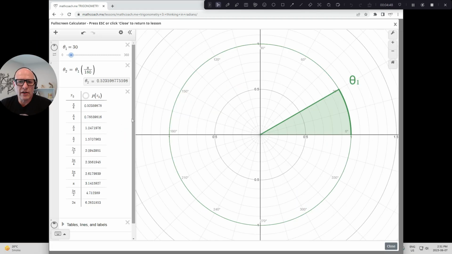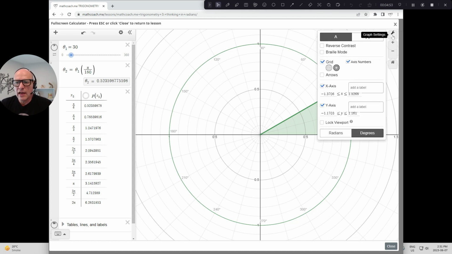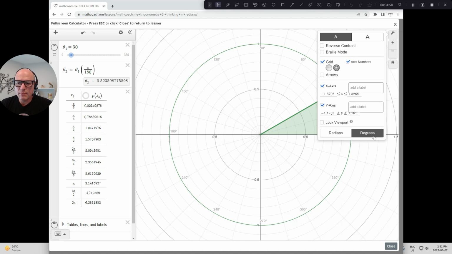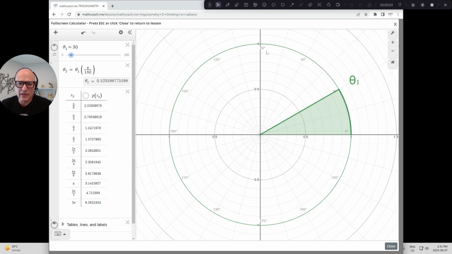This Desmos calculator is set up to convert from degrees to radians, and if I look at the settings here, I can see that I'm using a radial grid versus just a grid, and my measure for angles is in degrees. And I can see that here, 30 degrees, 60, 90, and so on. So what we have here is a theta 1 angle. I can control the size of theta 1, and it is in degrees, using this slider here. Theta 2 is equal to theta 1, so in this case 30 degrees, times pi over 180.